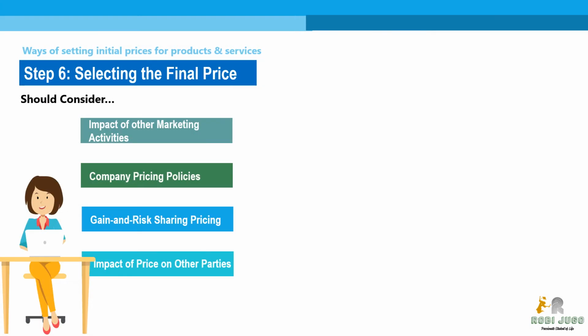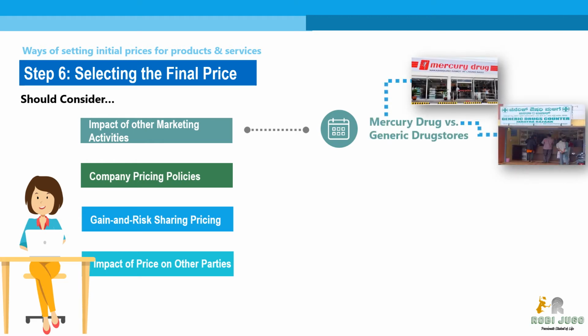The last step of price setting is the selection of final price. Final considerations includes the impact of other marketing activities. Specifically, it considers the competitor's relative pricing, quality, and advertising. The higher the quality and advertising, especially for market leaders, the higher the price. This can be seen, for example, in the difference in prices of a more advertised Mercury drugstore versus generic drugstores.